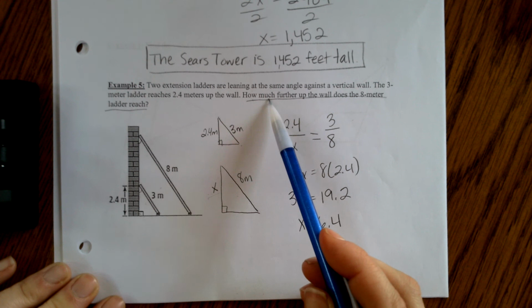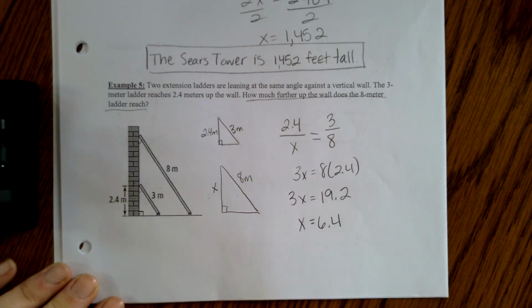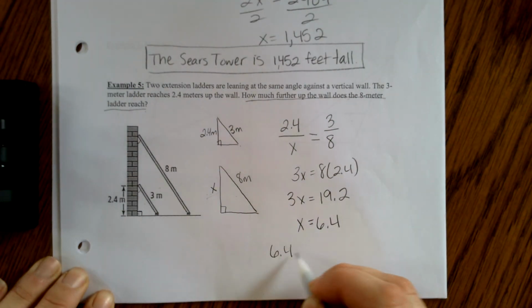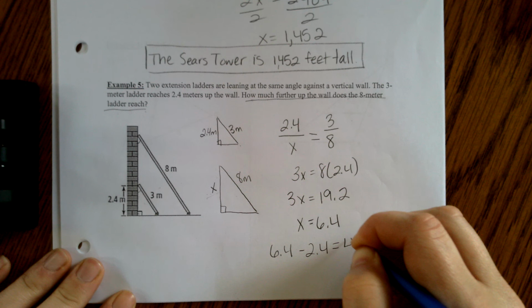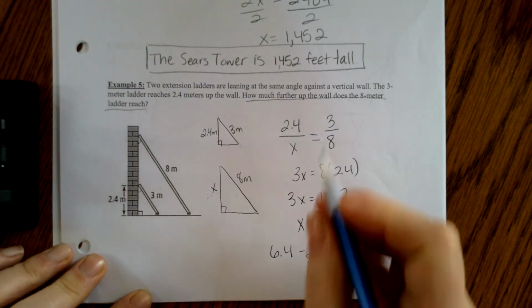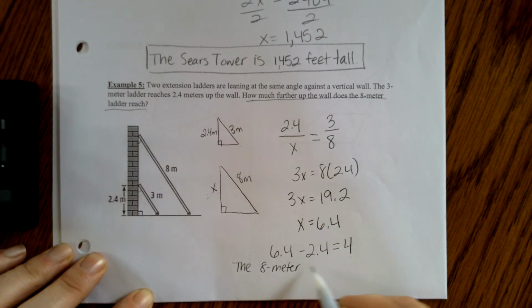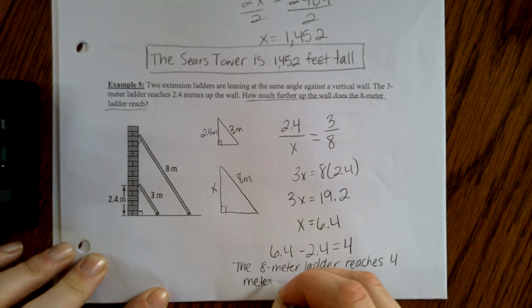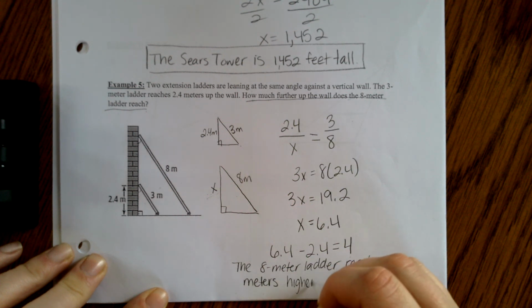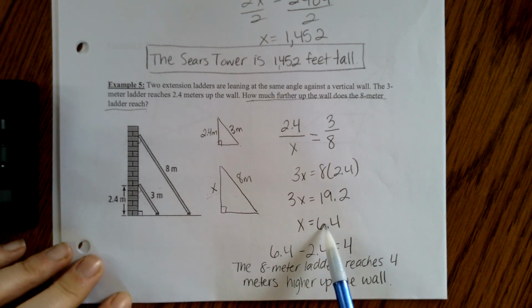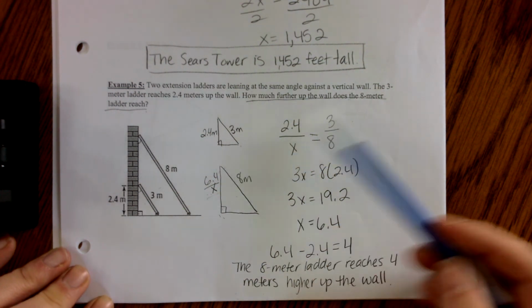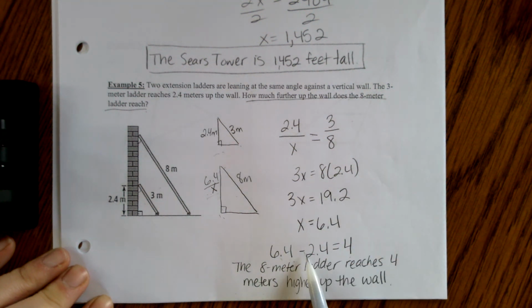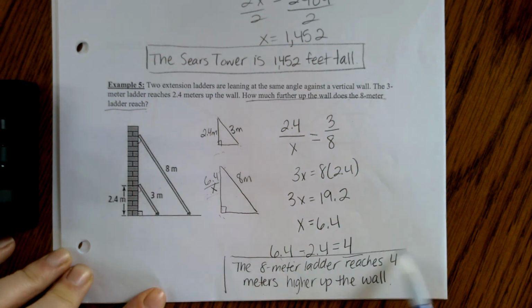But the question's asking how much further up the wall does the 8-meter ladder reach? So you're not done yet. It reaches 6.4 meters up the wall, but then you have to subtract the 2.4 meters from the shorter ladder to get the difference. And that equals 4. So your answer is going to be the 8-meter ladder reaches 4 meters higher up the wall. So again, this 6.4 is how high it reaches off the ground, but it's asking how much further up the wall does it go than the 2.4 meters. So you have to do 6.4 minus the 2.4 to get the difference. So your answer is 4 meters.